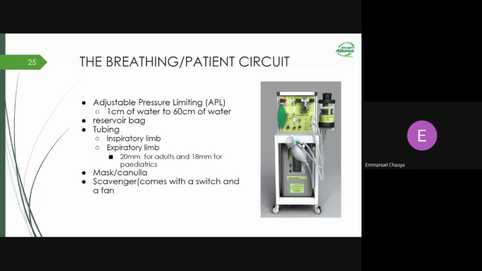And then you have a reservoir bag, and you have the Y-piece connection, which for adults would have a diameter of 20 millimeters, and for pediatrics you'd have 18 millimeters. Then you have a mask or cannula that you interface your outputs with the patient, and you have a scavenger system. On this machine, it comes with a switch which you would have to manually switch on, and then the fan would rotate, drawing the expired carbon dioxide to the atmosphere. Let's go to the next slide.